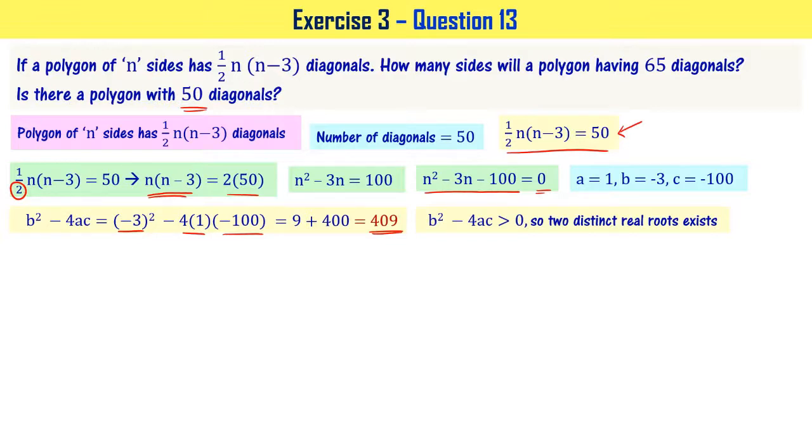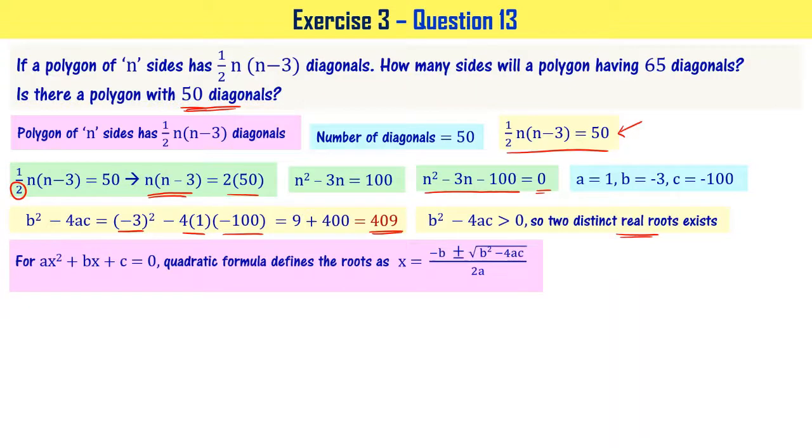Now the question is, what are these real roots? Are they positive integers or not? Are we having at least one positive integer? If we have one positive integer, then we can say that the polygon with 50 diagonals is possible. If not, then we say that a polygon with 50 diagonals is not possible. Right? Let's now find the roots of this particular equation. Let's use quadratic formula only here also.